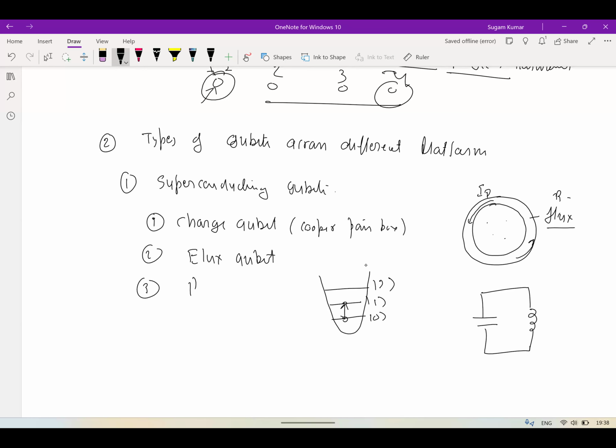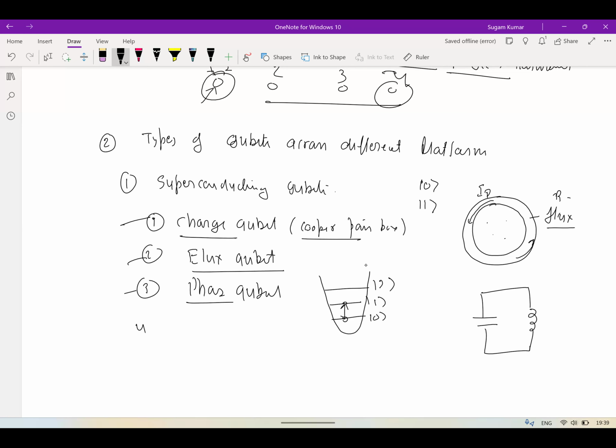Third is called phase qubit. I mean, these three categories are used. Either you can use the charge, I mean, the Cooper pairs. If a Cooper pair is there or not there, they can act like a state 0 and 1. You can use a flux, which is quantized in the superconductor. Or the phase of the Josephson junctions can be used as the qubits.